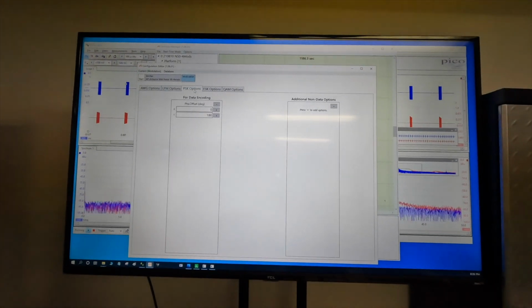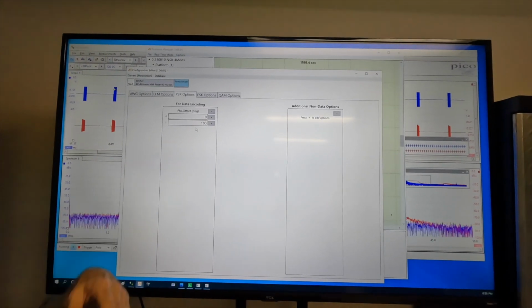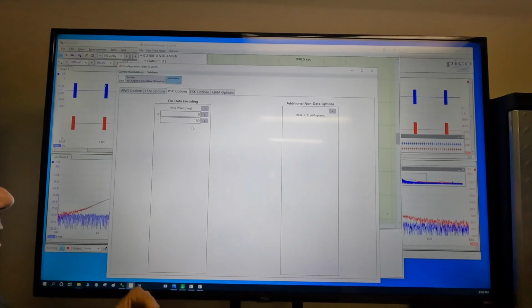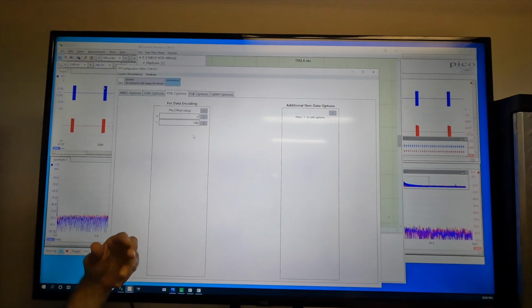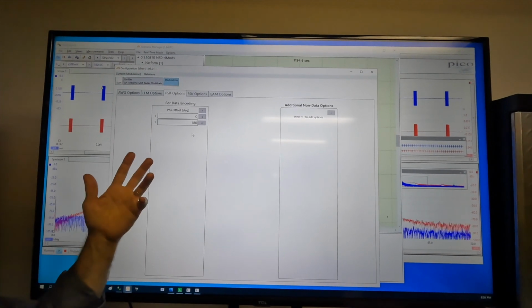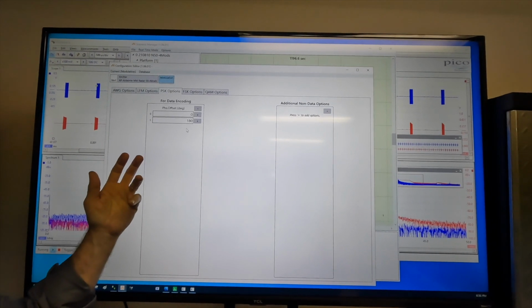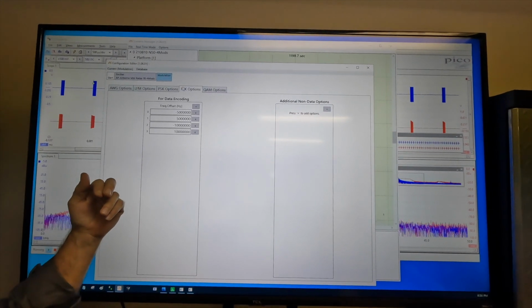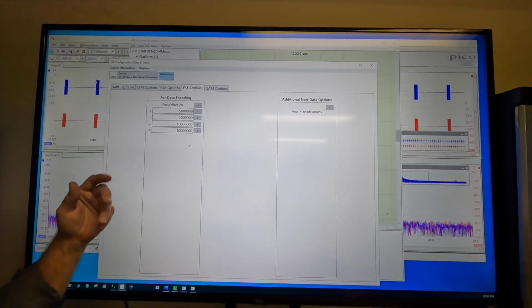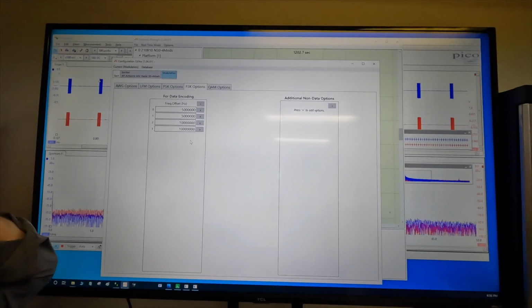For phase shift keying, all we're doing right here is telling you, of all the different phase shifts we want, what the values are going to be from 0. So this one is just going to be a very simple 0-180 binary phase shift keying one we're going to show you today. The other modulation we're going to show you today is the frequency shift keying.